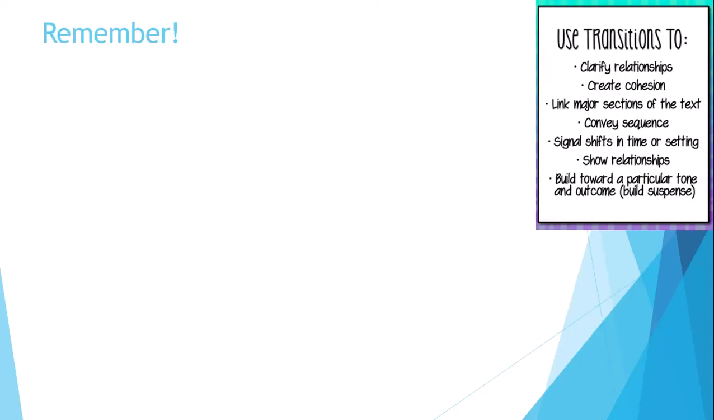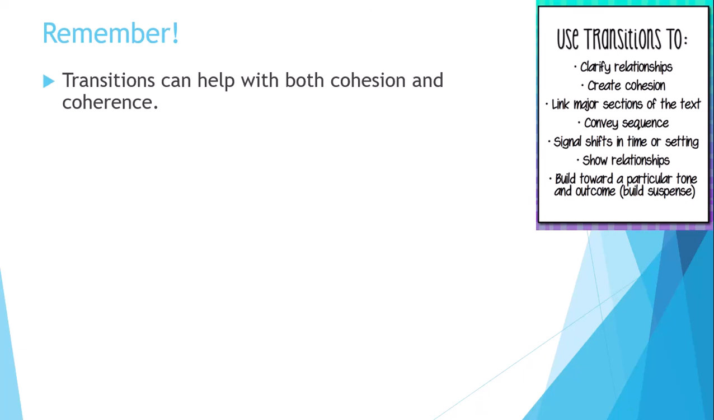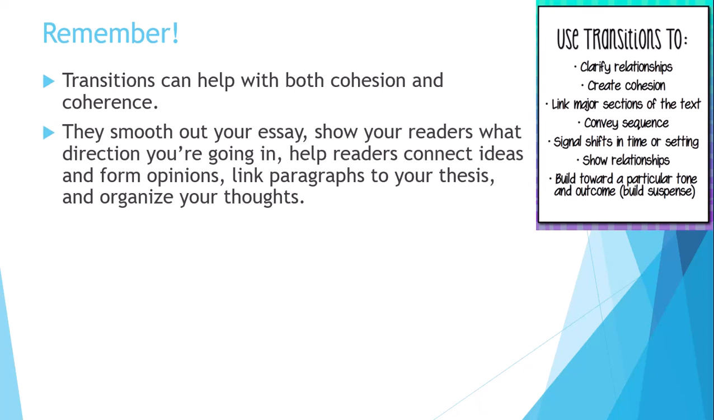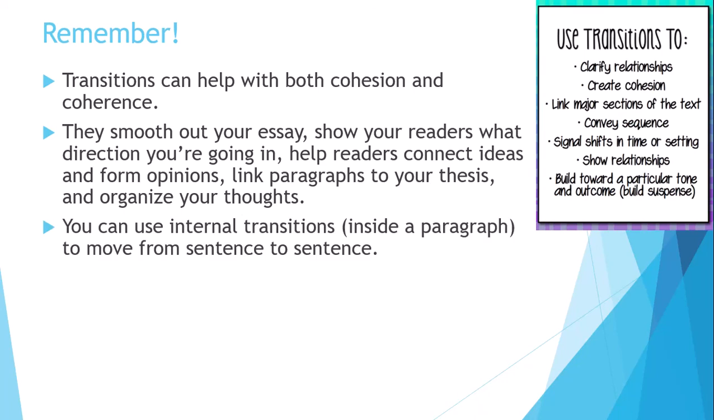So, things to remember. Transitions clarify relationships, create cohesion, link major sections of the text, convey sequence, that's the coherence, signal shifts in time or setting, show relationships, and build toward a particular tone or outcome. That's particularly if you have an argument. You're showing eventually the outcome. So use transitions to help with both cohesion and coherence. Smooth out your essay. Show readers what direction you're going in. Help them connect ideas, form opinions, while you link paragraphs in your thesis and organize your thoughts.